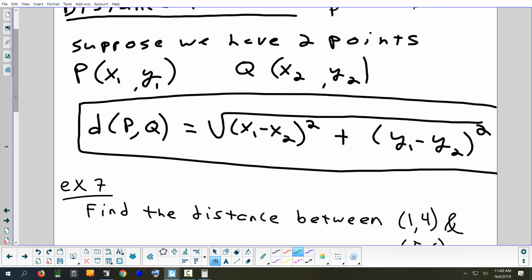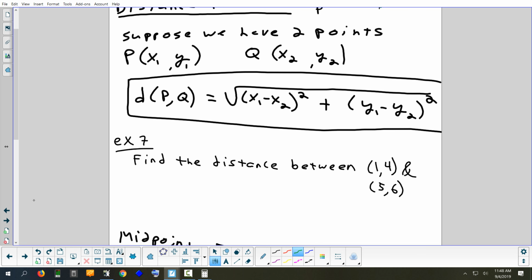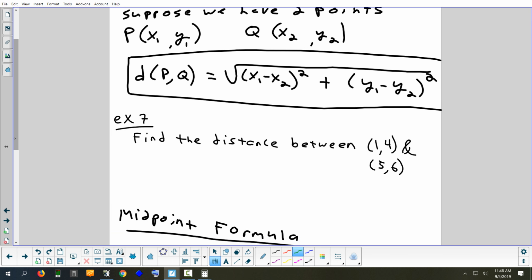Okay, so let's find the distance between these 2 points: 1, 4 and 5, 6. If you want, you can label each number before you plug them in.